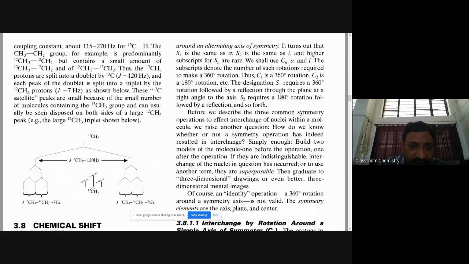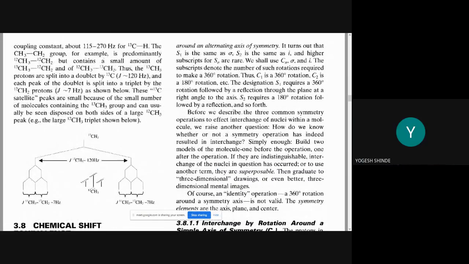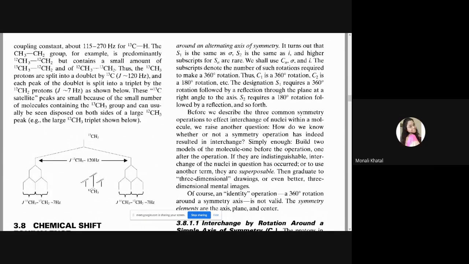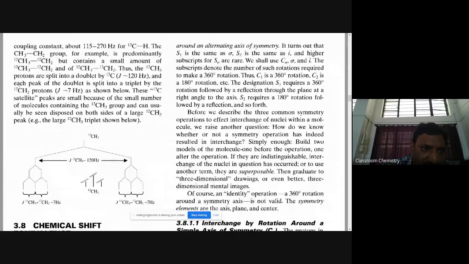Yes, hello? Hello? All of you understand? Okay. Sir, how will carbon 12 couple with hydrogen? The value near 7 hertz, what causes it? This one, no? Yes, because of C12 nucleus coupled with the hydrogen.